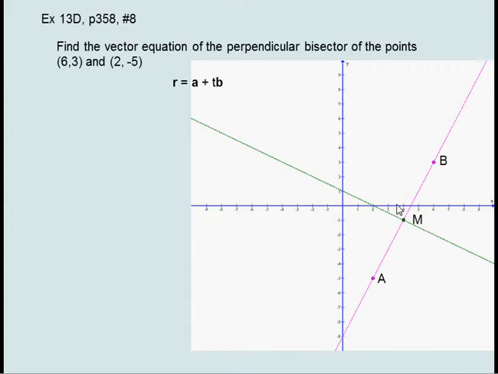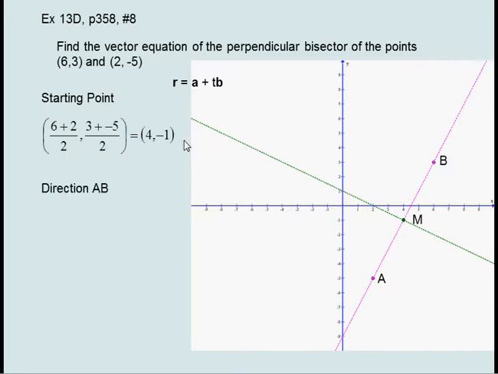Vector equation, so that's r equals a plus tb. A is the point on the line. The only point on the line that we know is the midpoint, so we'll get that. There we go, that's the midpoint. So A is going to be 4, -1. The direction vector, we don't know yet, but the direction from A to B is 1, 2. So if this is 90 degrees to it, then the direction of the line has got to be 2, -1.